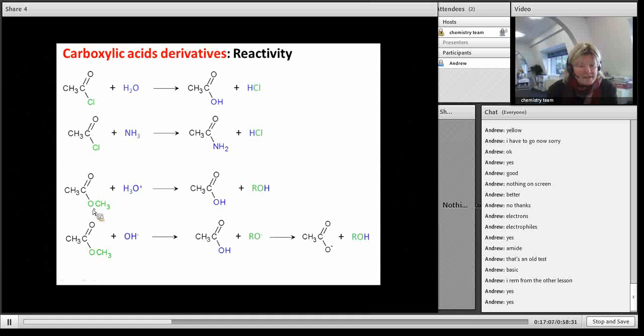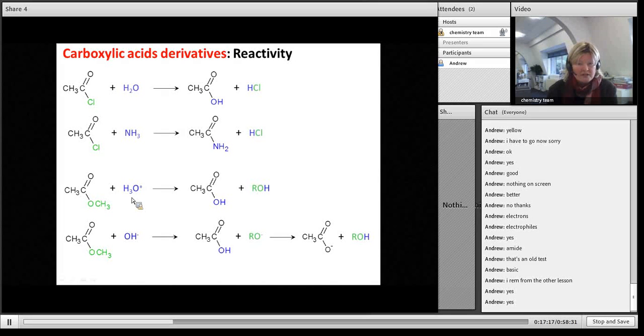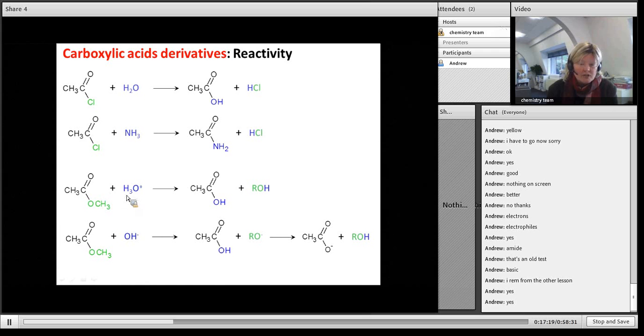Here I've got my ester. So just to show what happens in an acidic and basic solution. It doesn't do much in water. It doesn't really dissolve in water. So you need an acid or a base to make it react. In acidic solution, the OH from the water adds on. And can you see it's taken the H from the water to form a nice neutral alcohol? So I think that's quite straightforward.